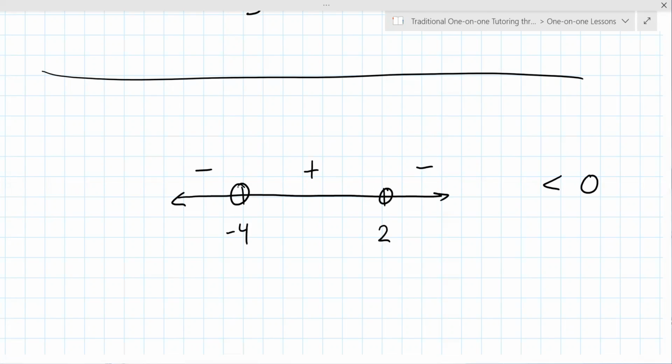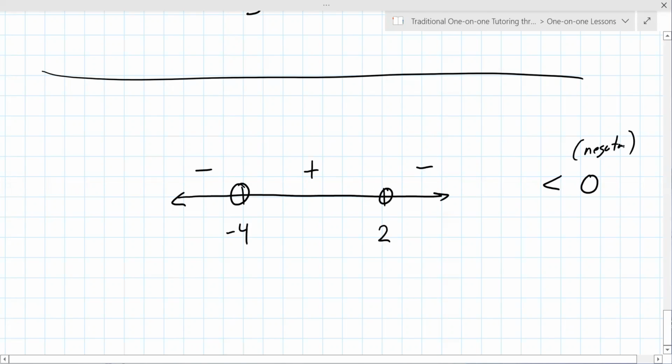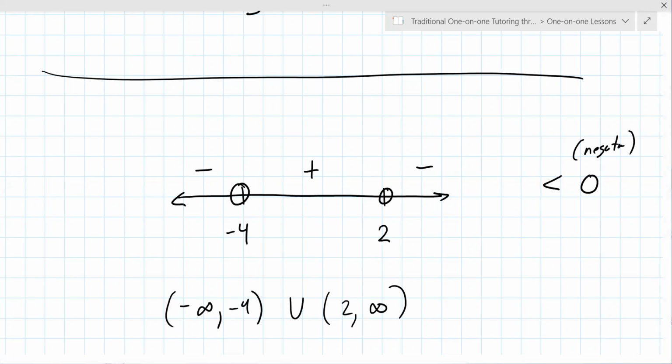Okay, less than 0. In other words, the negatives. So that would be negative infinity. No, soft bracket negative infinity, comma, -4, hard bracket. No, yeah, soft bracket. Union soft bracket negative or +2 to infinity. Good. Okay.